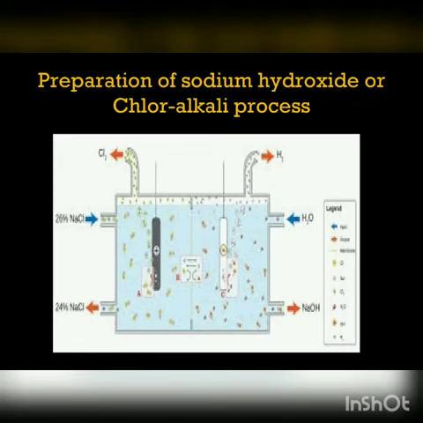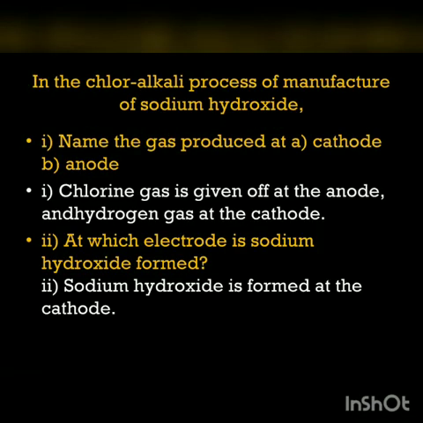Preparation of sodium hydroxide or chloralkali process. When electricity is passed through an aqueous solution of sodium chloride, it decomposes to form sodium hydroxide. Name the gas produced at cathode and anode. Chlorine gas is given off at anode and hydrogen gas at the cathode.